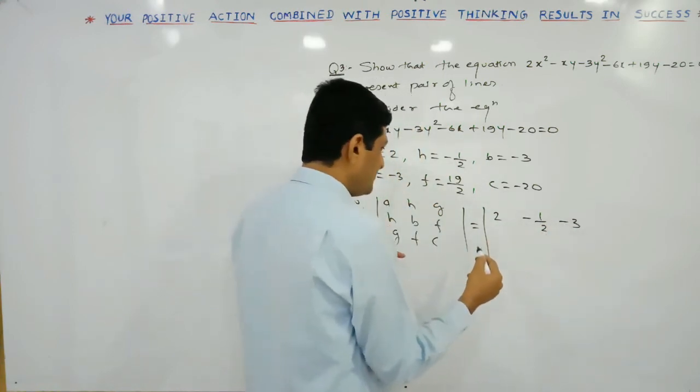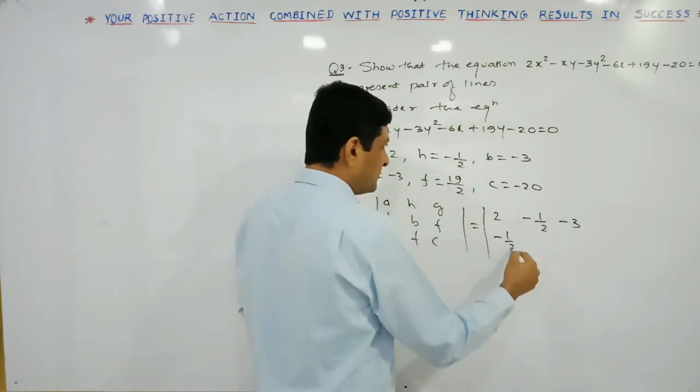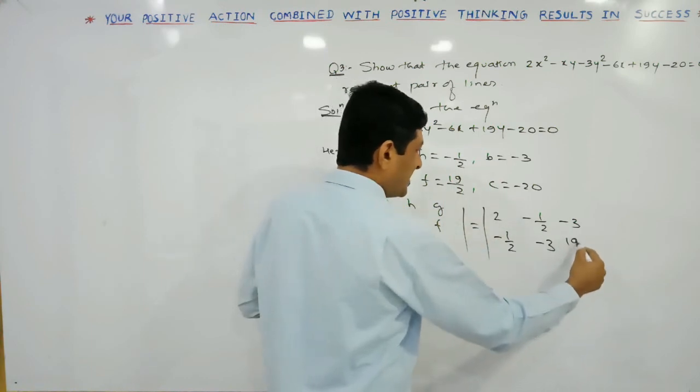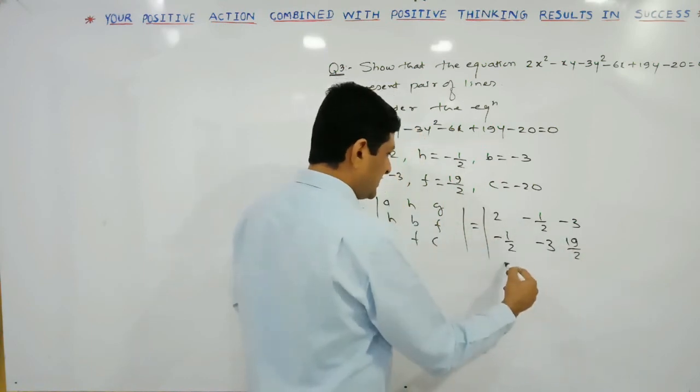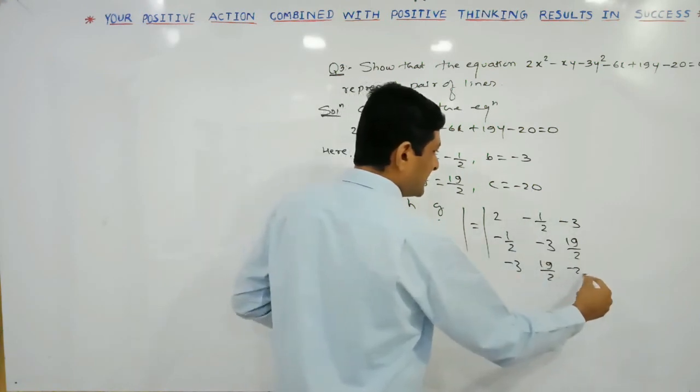Then again we have to substitute the value of h. h is equal to minus 1 by 2. b is equal to minus 3. f is equal to 19 by 2. Then again here g is minus 3, f is 19 by 2 and c is equal to minus 20.